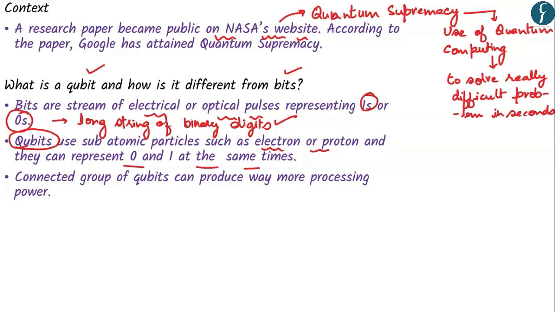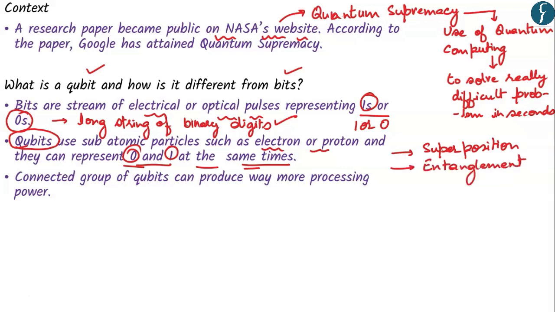When we talk about bits, they represent either 0 or 1. But in qubits, it is possible for the electron or proton to represent 0 and 1 at the same time. Qubits have quantum properties that mean a connected group of them can provide way more processing power than the same number of binary bits. One of those properties is known as superposition and the other is called entanglement. Now let's understand these terms.